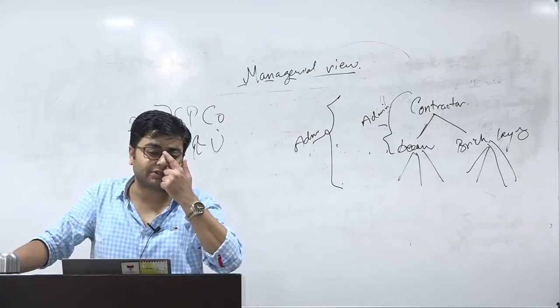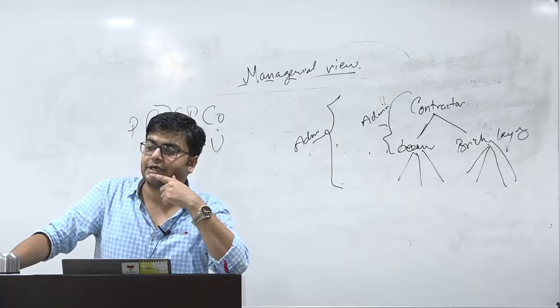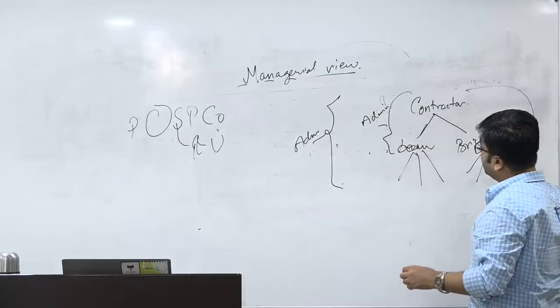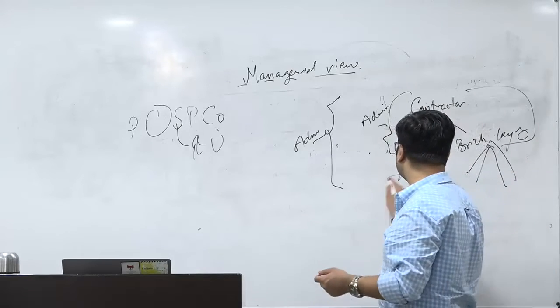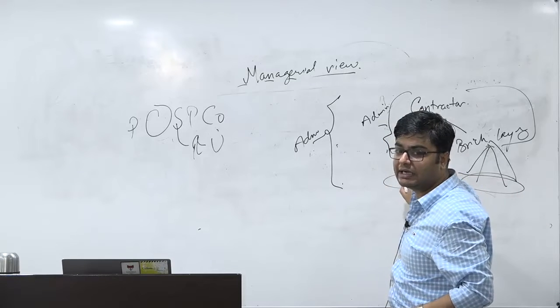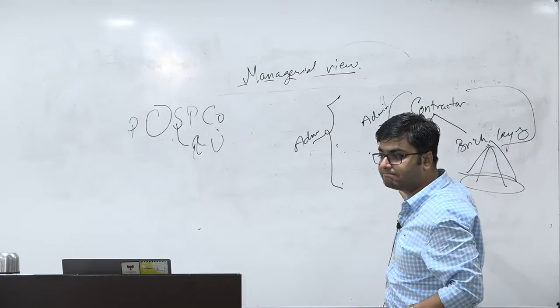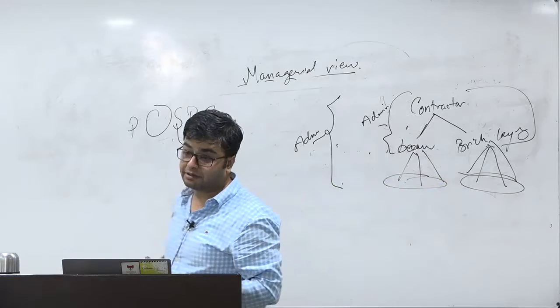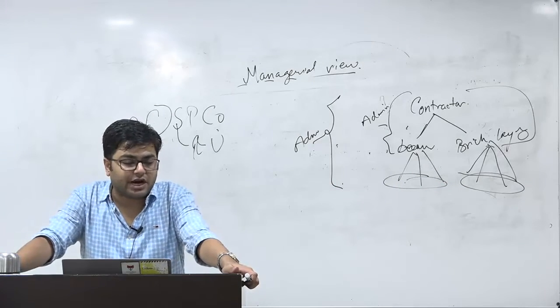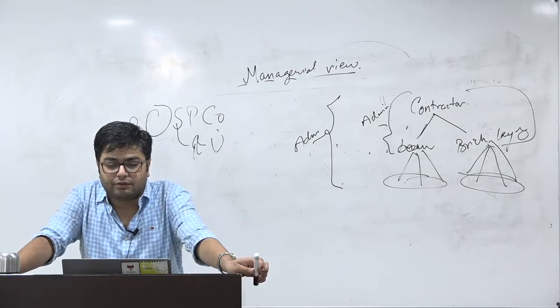Okay, Simon is famous for what? Decision making. So he says that it is these people who end up making decisions. They are simply the followers of those decisions. Decision makers and decision takers. Okay, so Simon, Gulick, all of them subscribe to the managerial view.